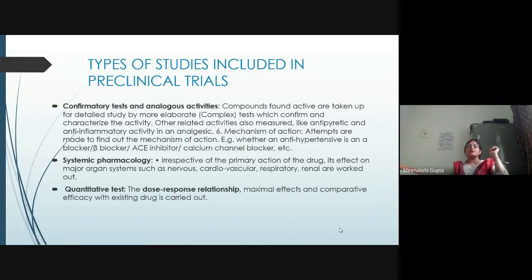Next is systemic pharmacological studies. So, irrespective of the primary action of the drug, its effect on major organ systems such as the nervous system, cardiovascular system, respiratory system, renal system, basically all of them, are observed.